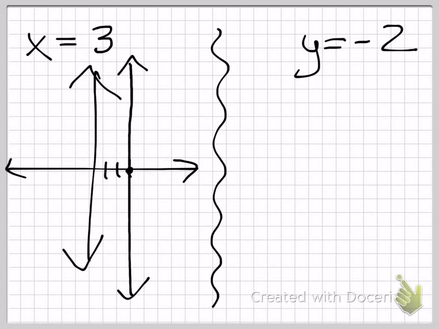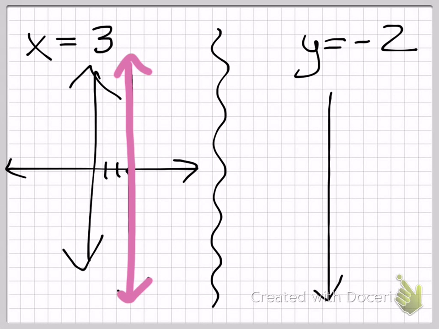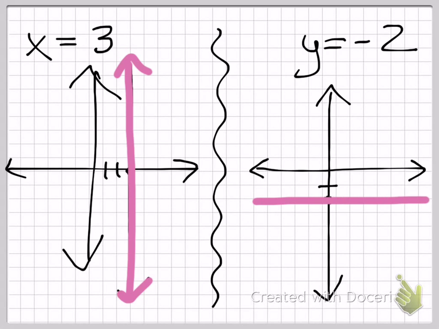And then same thing for this one, except we'd go to y equals negative 2, right here. And again, we're drawing a straight horizontal line at y equals negative 2, and that's going to be our equation. So again, you don't need to write a table for that. And that concludes Lesson 3.3.